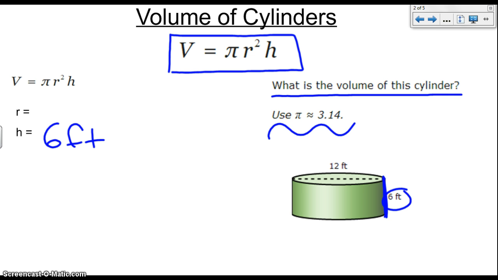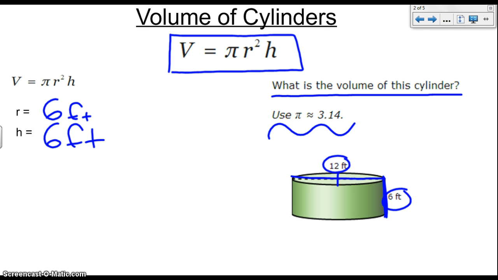Now in our picture, there's a radius and there's a diameter. The diameter, if you remember, is the length across the entire thing, whereas the radius is only half of that. So what's half of 12, Siegel? 6. 6, very good. So the radius is also going to be 6 feet.